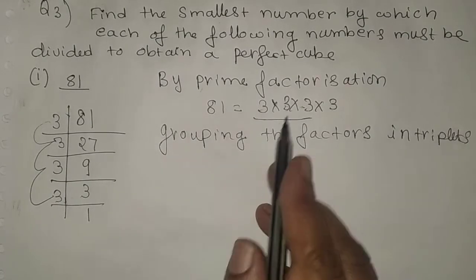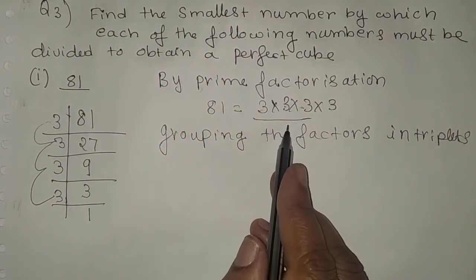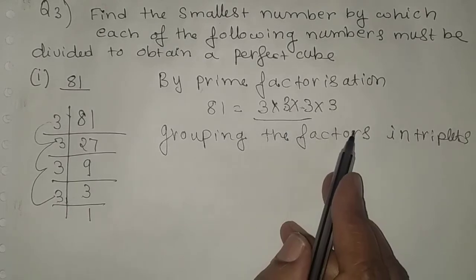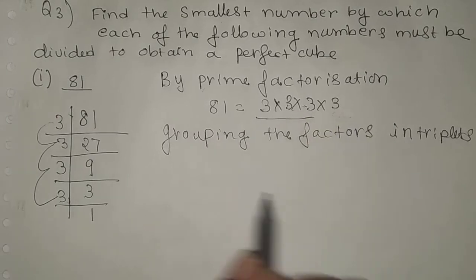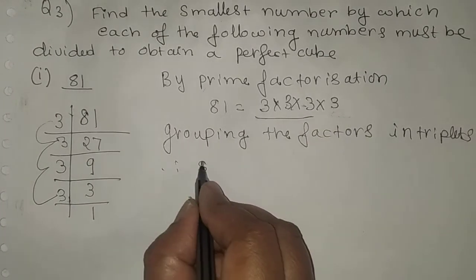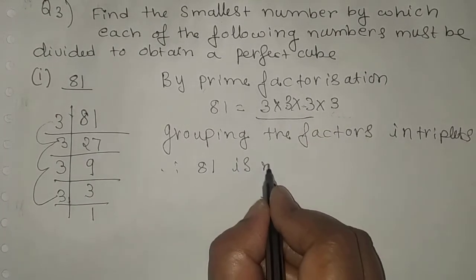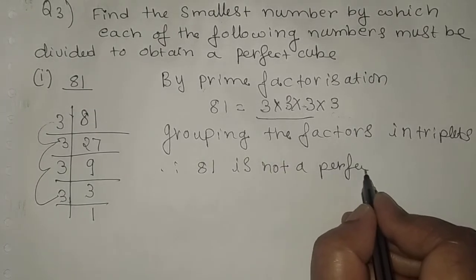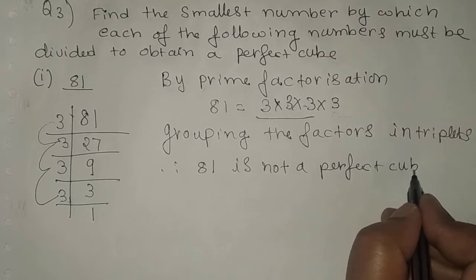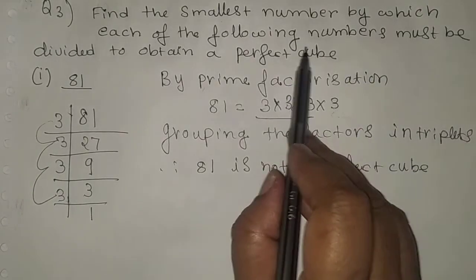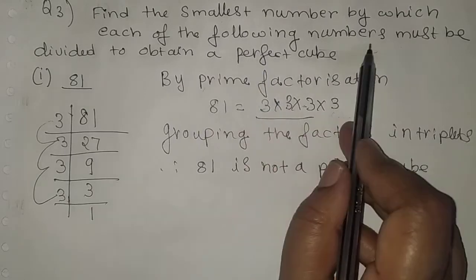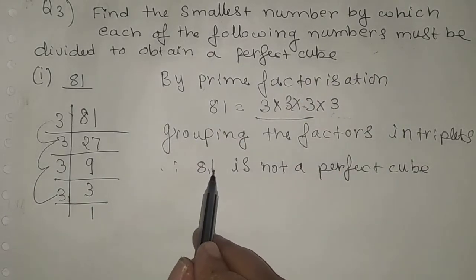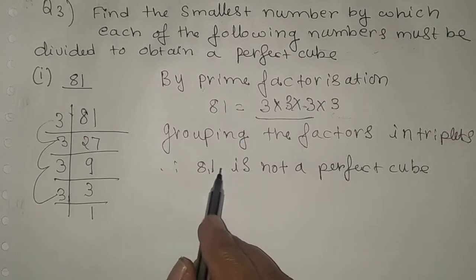So what happens after we have one triplet and 3 is remaining? After grouping, 3 remains here. Therefore 81 is not a perfect cube. So what do we have to do? In the question they have asked, the following number must be divided by which number to obtain a perfect cube?